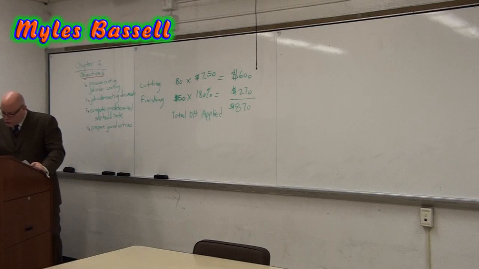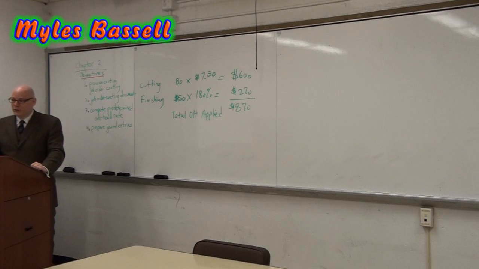So for cutting, we use the 48,000 machine hours, and we divide that into the $360,000 for manufacturing overhead cost. And for finishing, we use the $486,000 overhead cost and divide that by the $270,000 direct labor cost. So both of them have as the numerator the manufacturing overhead cost. They tell us for cutting that's 360,000, for finishing it's 486,000.